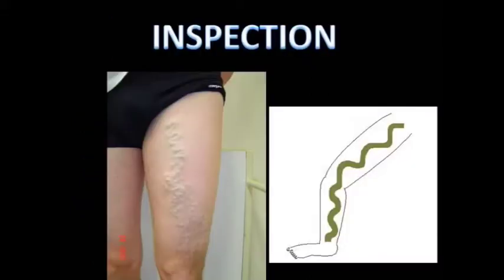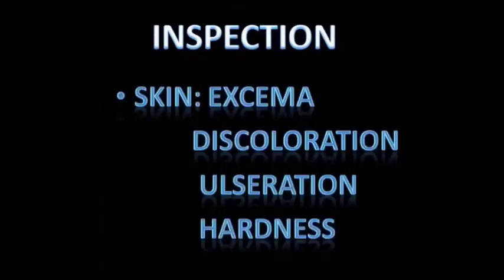With inspection, we look at the position of the veins and note them on our patient records, and we record the site and the extent and the size of the veins. We also look at the skin for any skin changes.